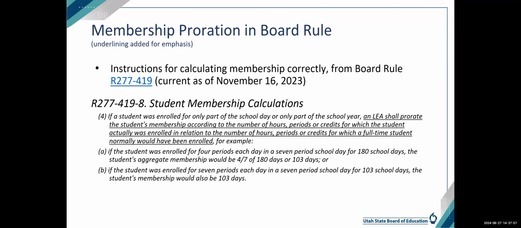So, the proration in board rule R277-419, this is current as of last year. The student membership calculations say that if a student was enrolled for only part of the school day or only part of the school year, the LEA shall prorate the student's membership according to the number of hours, periods, or credits for which the student actually was enrolled in relation to the number of hours, periods, or credits for which a full-time student normally would have been enrolled. And it provides an example. We'll go through some more examples too.